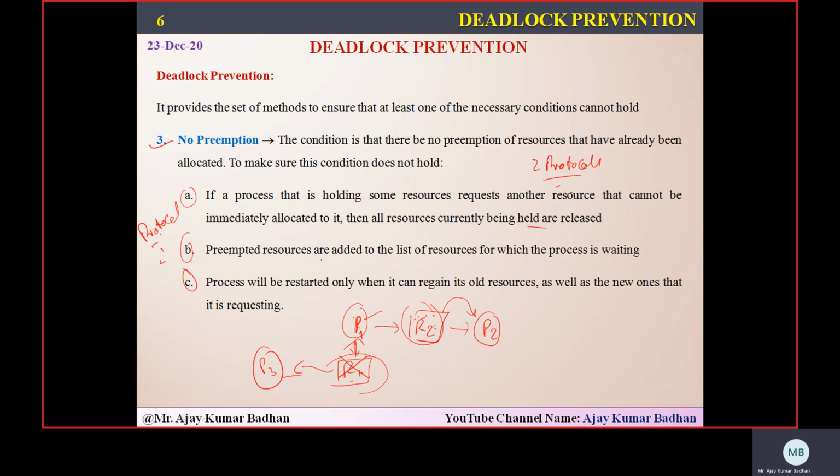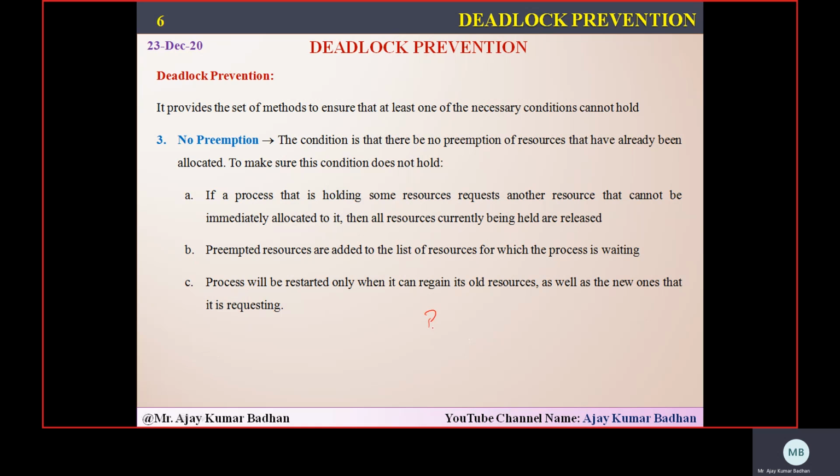And the resource we have preempted will be added into the list of resources for which the process is waiting. So P1 is actually waiting for R2. In the meantime, we removed R1 from P1 and allocated it to P3. Now P1 will request R1 also. Once the other processes complete, they will release the resources, and then both resources will be given simultaneously to this process to perform the operation. That's the first protocol we are going to discuss here.